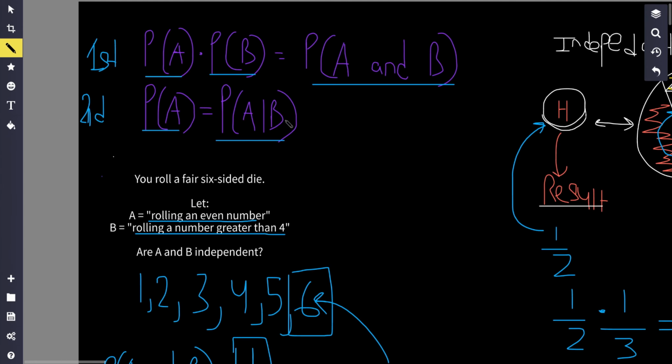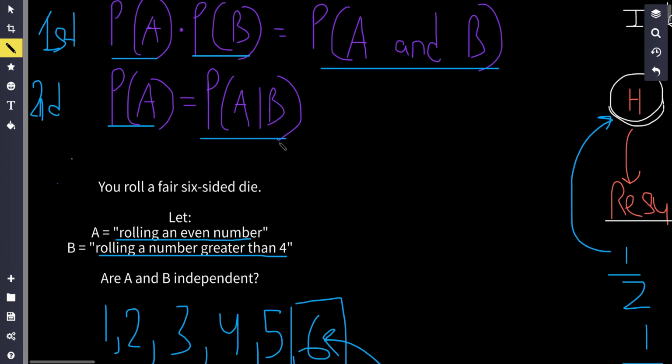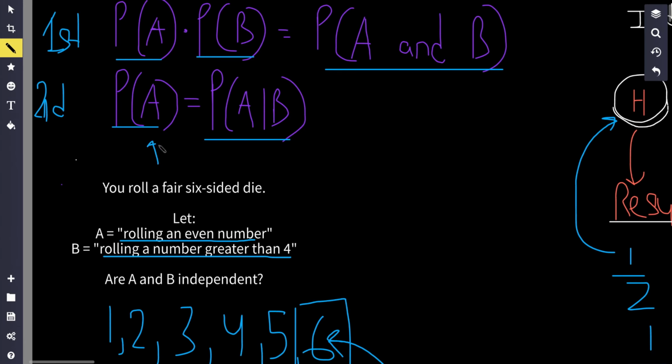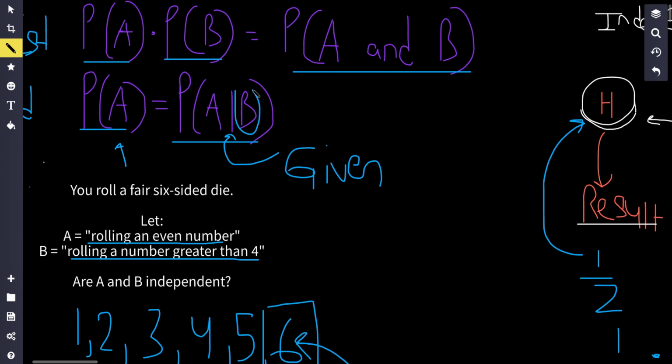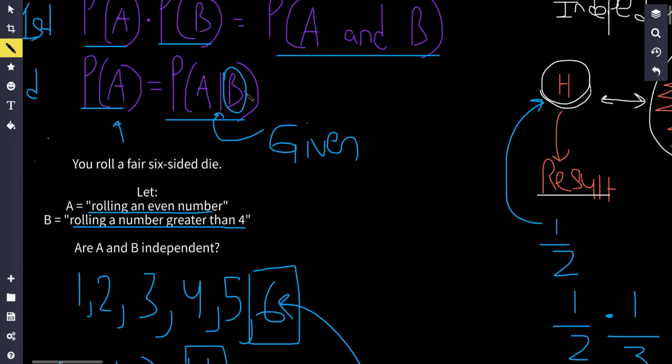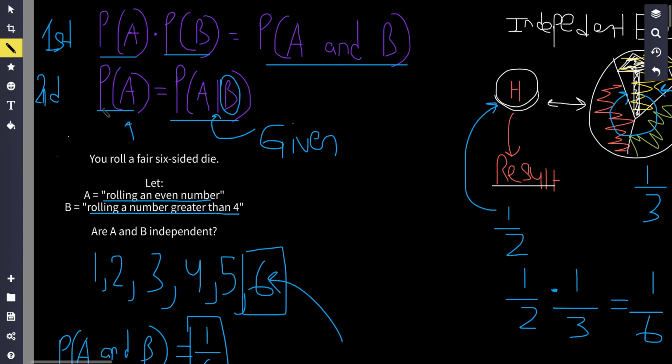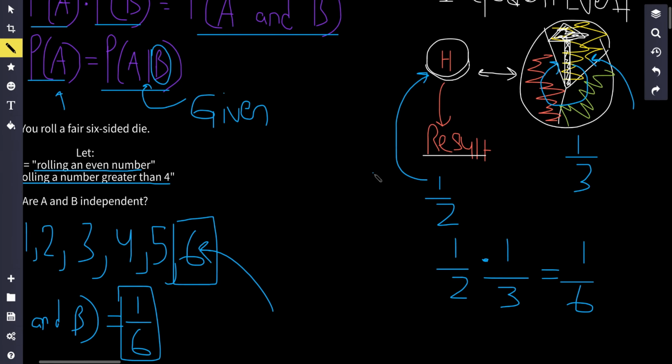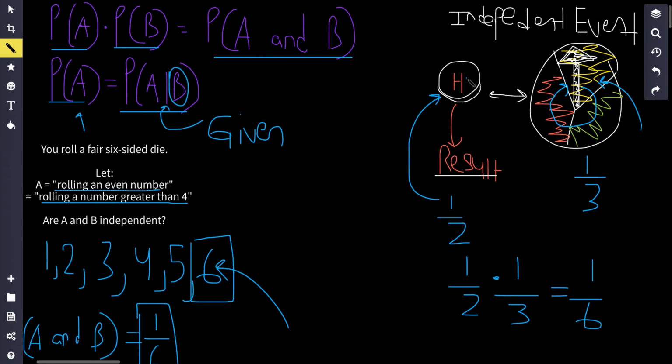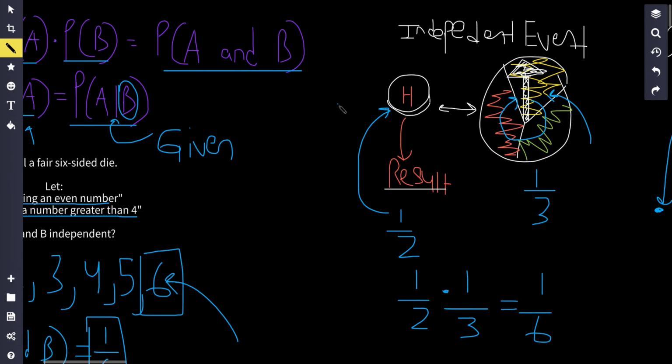But what is the second method? What does this mean? The second method is the probability of A is equal to the probability of A given B. So this dash right over here just means given. So we're kind of given that B already occurred in the first place. All right, and if these two probabilities are equal to each other, well, it's going to be independent. But if it's not, then it's dependent. Let me show you an example. We're going to go back to the coin flip and the spinner example.